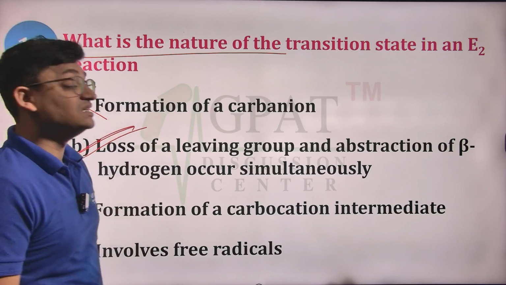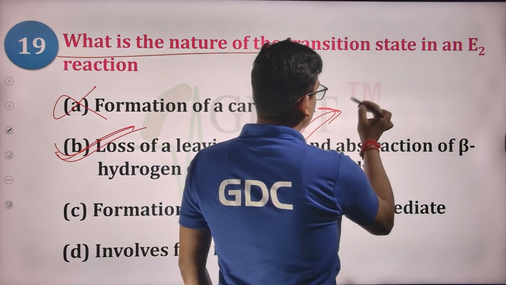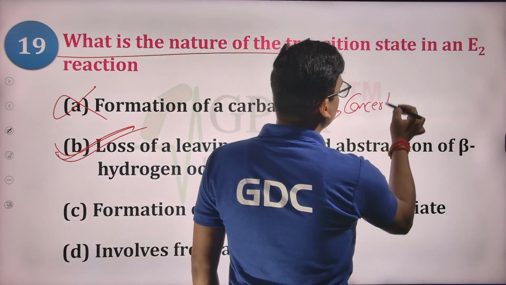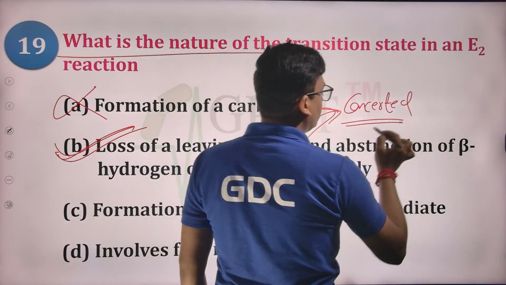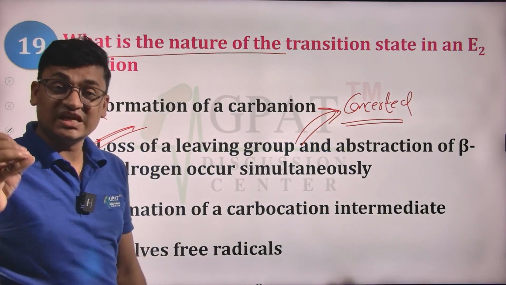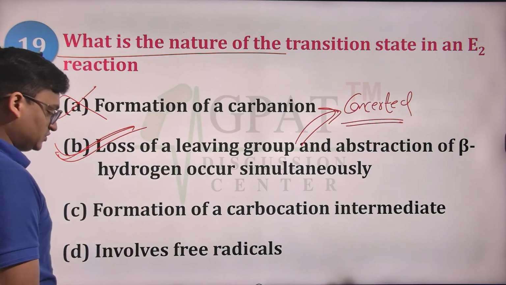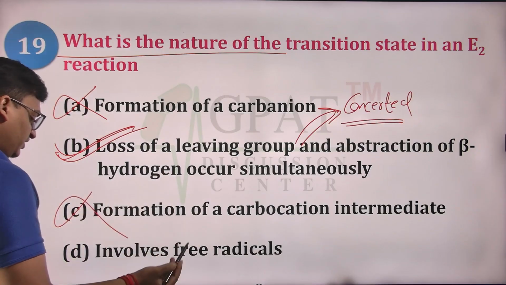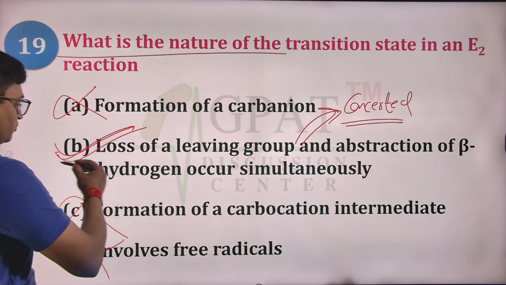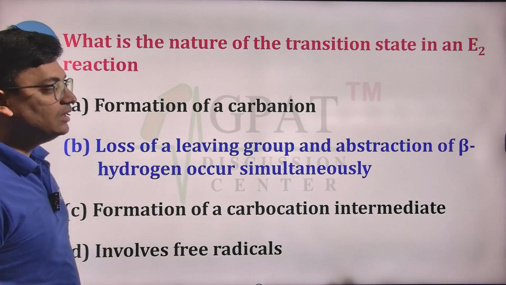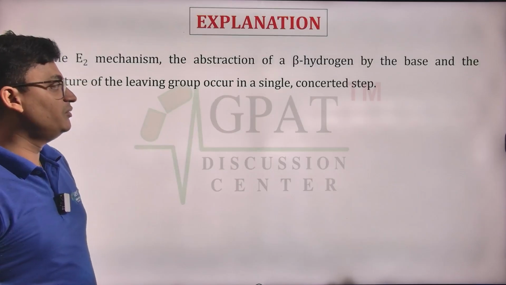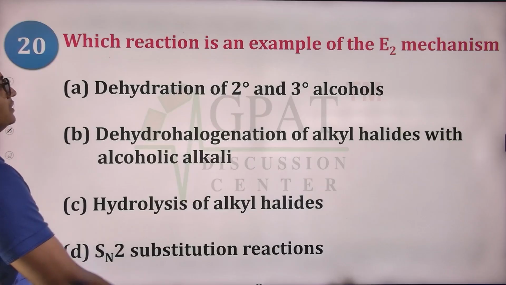That is also known as a concerted mechanism. The removal of the leaving group and the proton takes place in the same single step. That is known as a concerted mechanism. Formation of a carbocation intermediate? No. Involves free radicals? No, not at all. So B is the right answer.